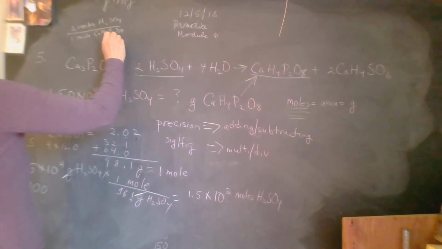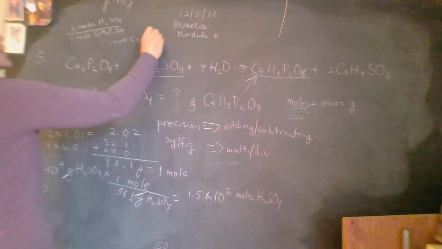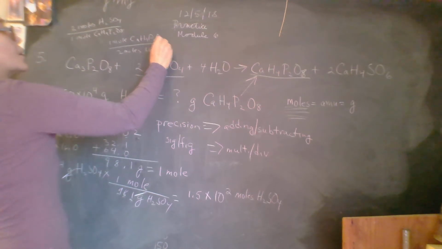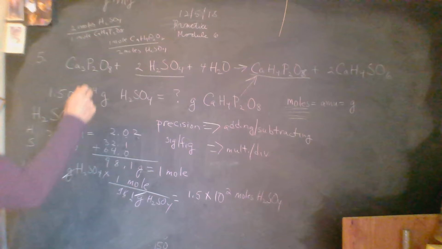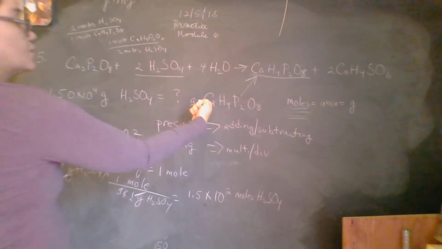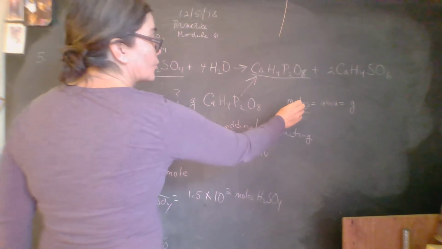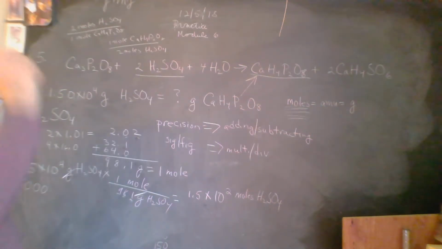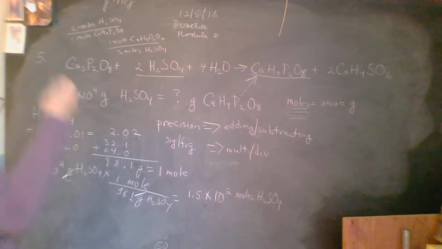Or 1 mole of CaH4P2O8 per 2 moles of H2SO4. Okay, so if we've got this many moles of this, and we want to find out how many moles of this we have, right? So now to get to grams, we have to go from moles to AMU to grams, right? So we're going to have to do all these steps backward to get to the fertilizer.